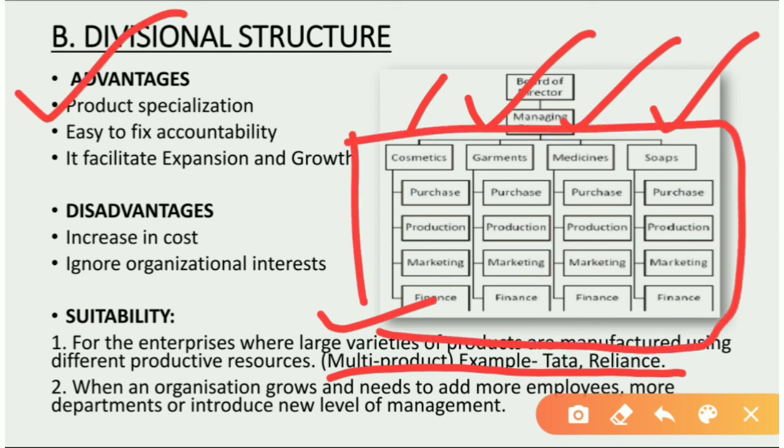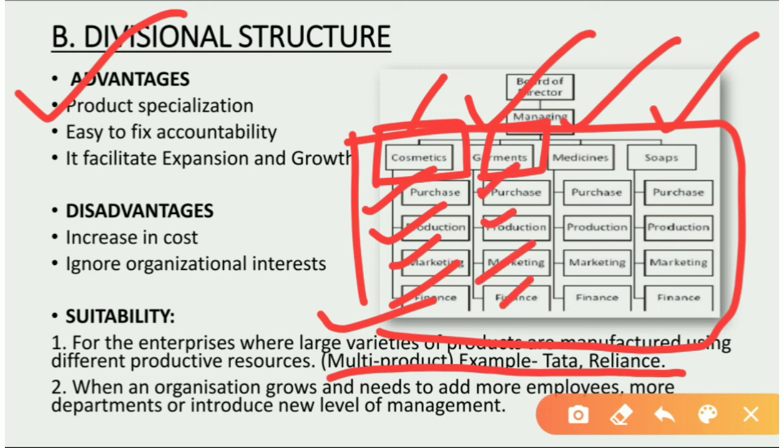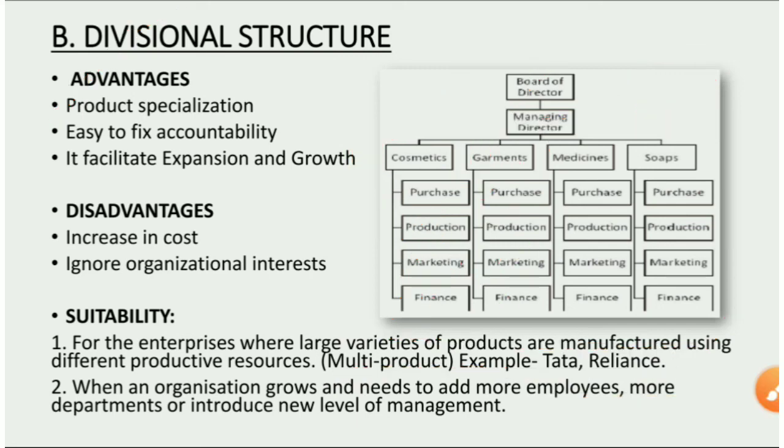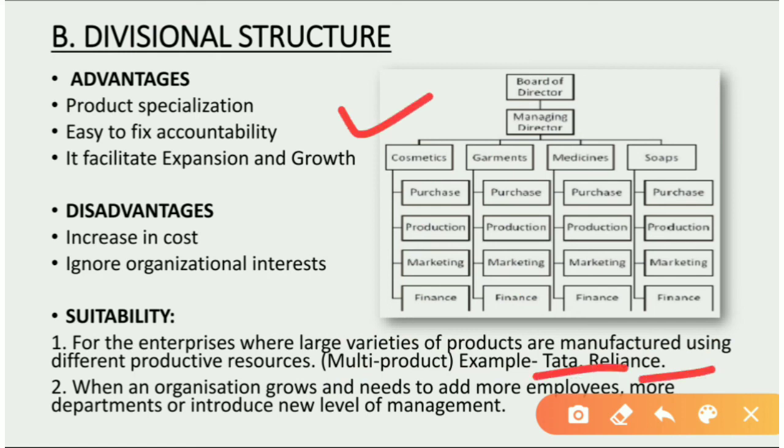Under one division they can make different departments. Under a second division they can make other departments. So they can follow this type of organizational structure, right? For example, you take Tata and Reliance. Tata is in petroleum, Tata is in clothing. So they have large varieties of products. Okay, they're not dealing in only one.